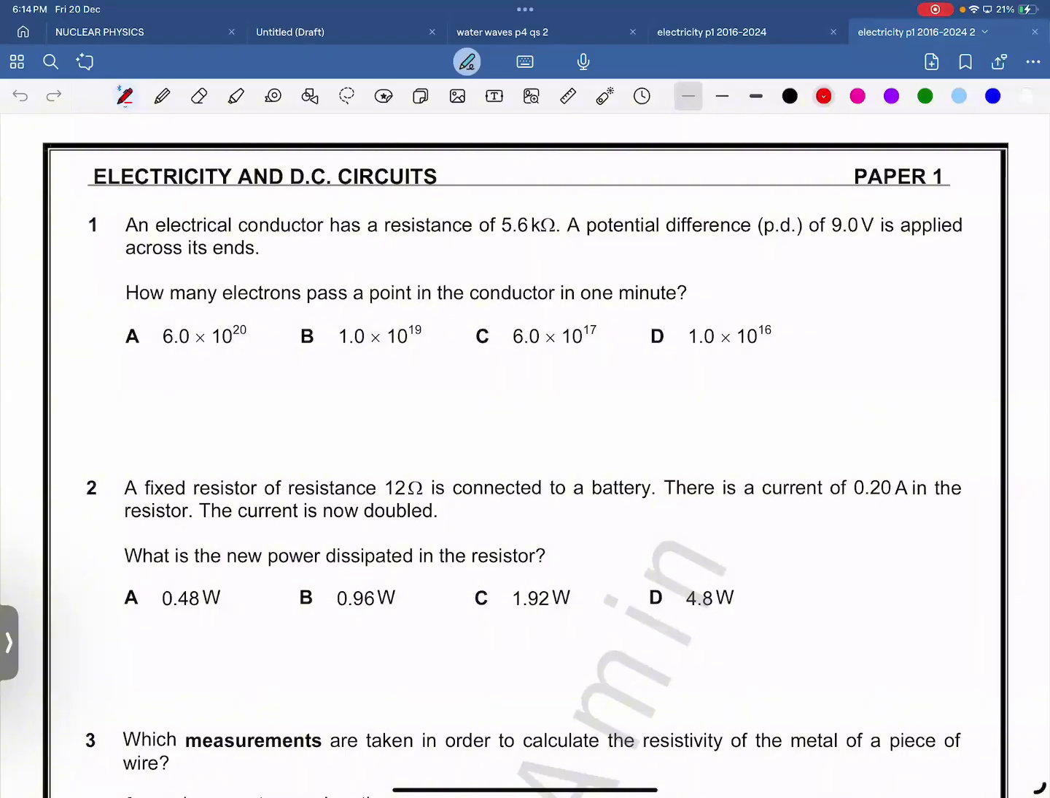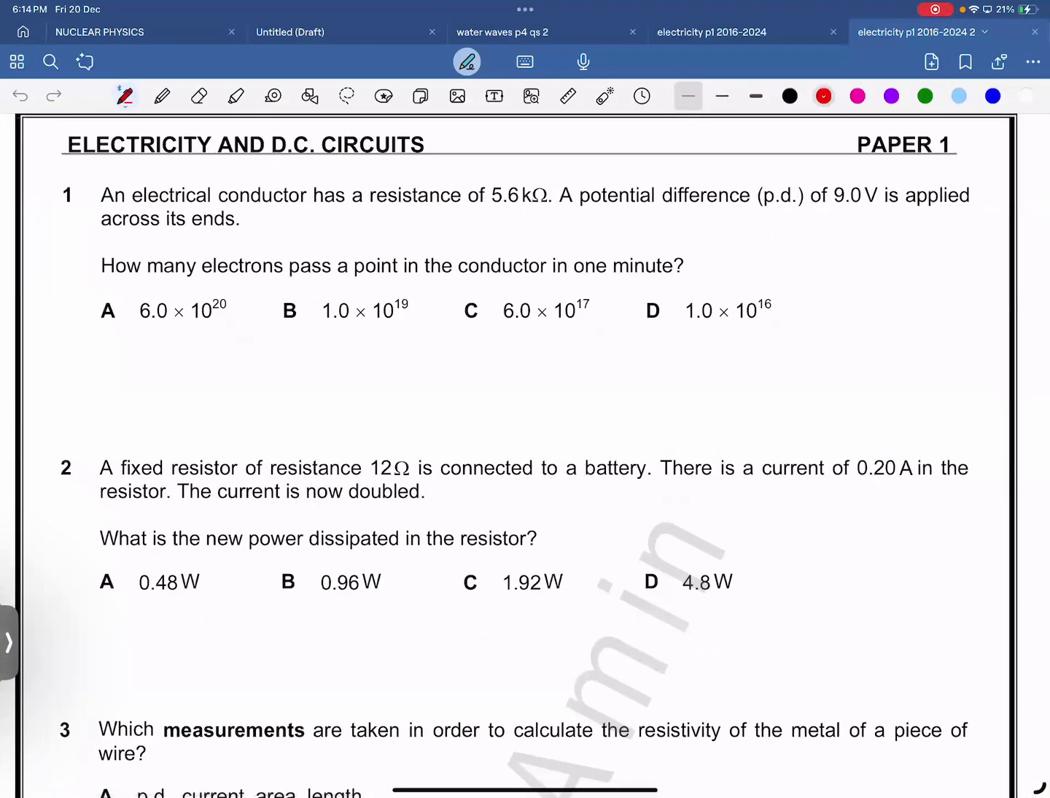Okay, so question number 1. An electrical conductor has a resistance 5.6 kilo ohms. Potential difference is 9 volt. And how many electrons? Number of electrons is capital N. So what do you do? The capital N, when you want to find, we say Q is equals to NE. We say Q is equals to IT. So number of electrons could be found using this equation. So number of electrons will be current multiplied by time over E.